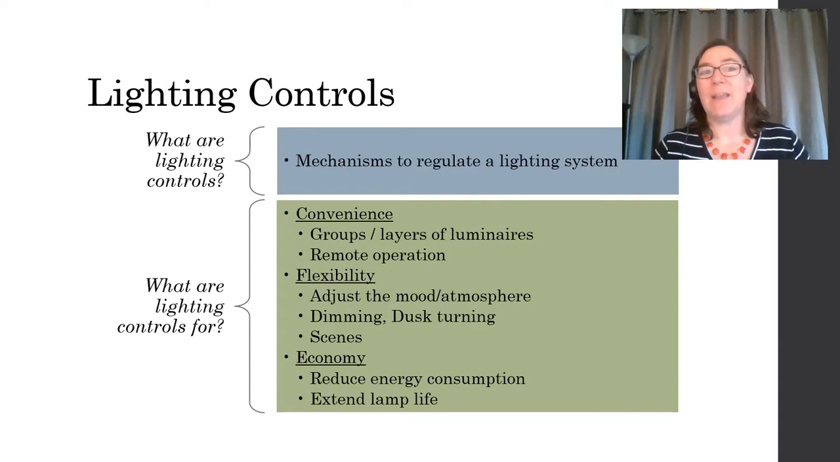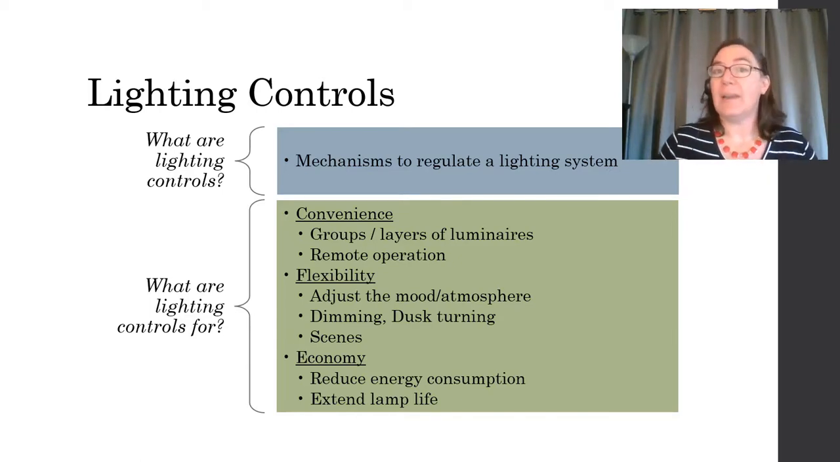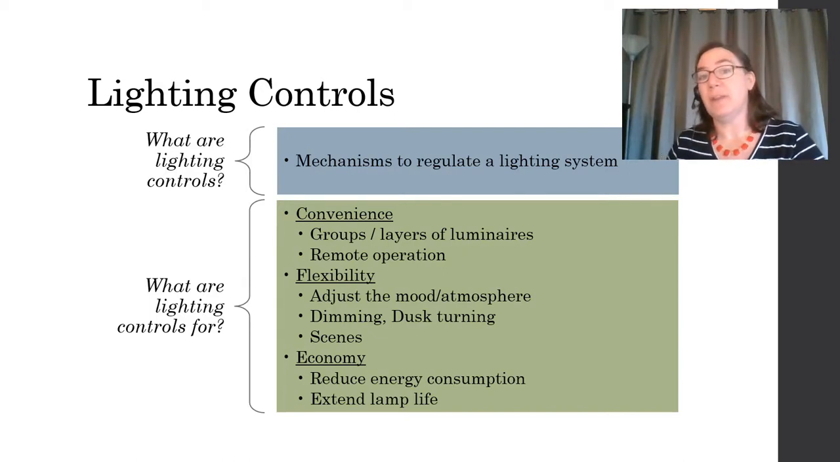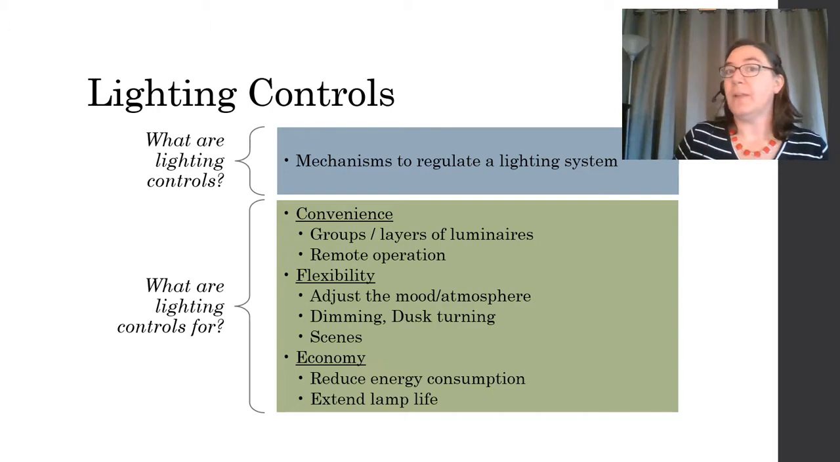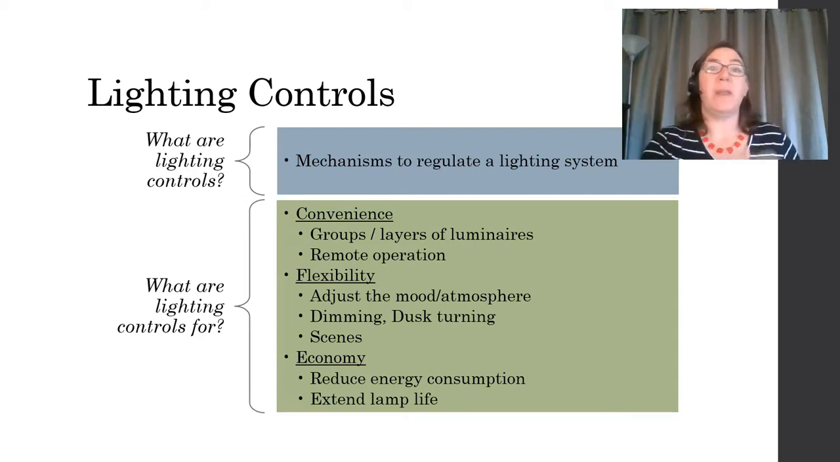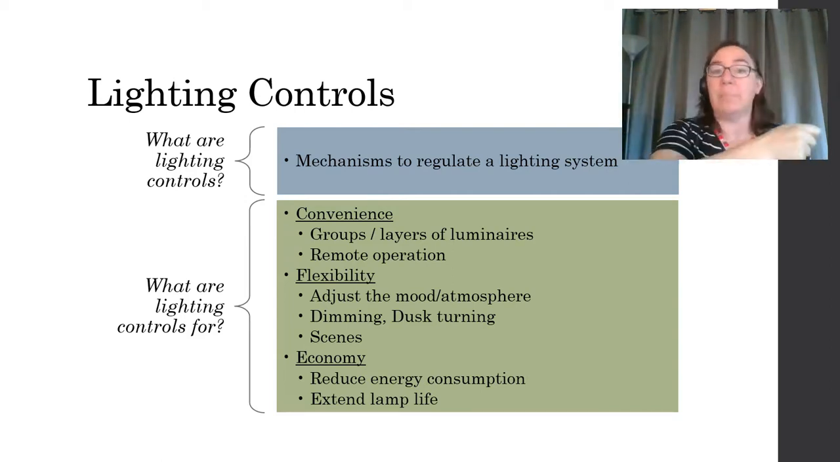Getting started at the beginning, what are lighting controls? They are mechanisms to regulate a lighting system. And what do we use them for? Well, we use them for convenience, for flexibility, and for economy. So for convenience, it is more convenient to turn on, for example, all of the lights in a room with one switch rather than to go to each luminaire and control it separately.